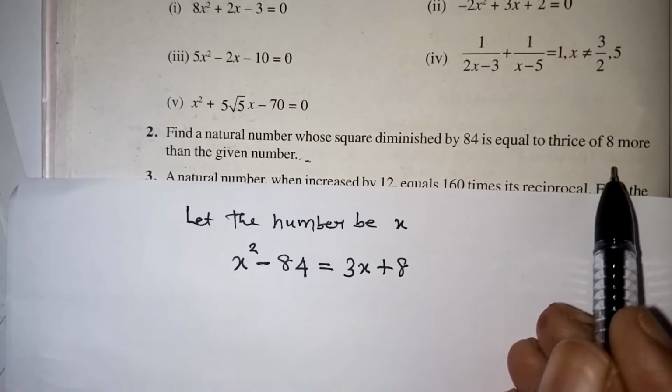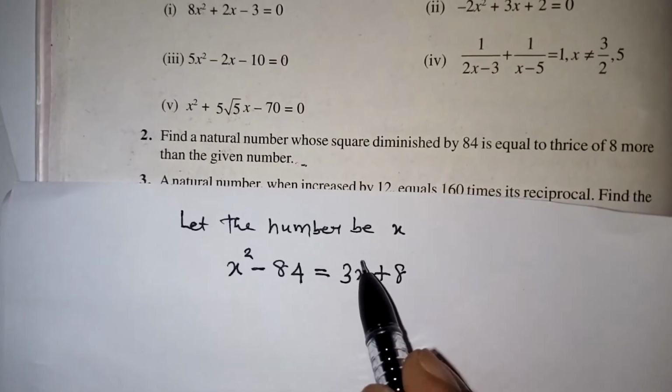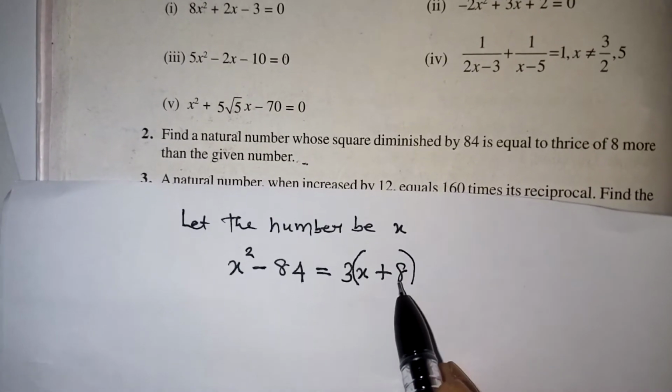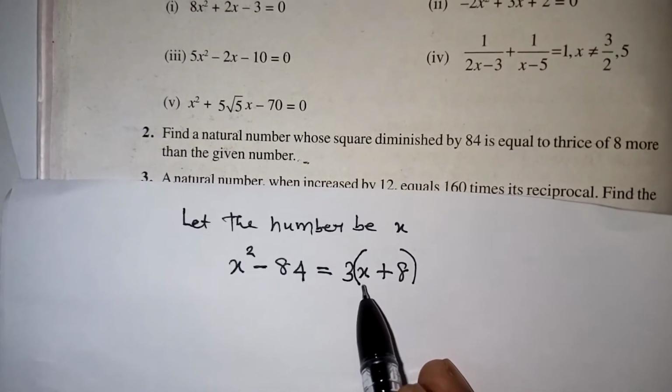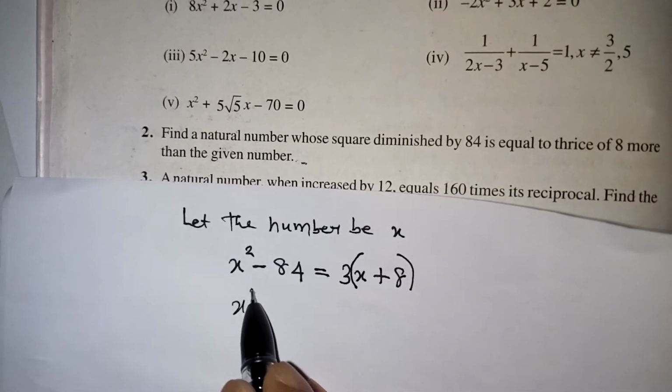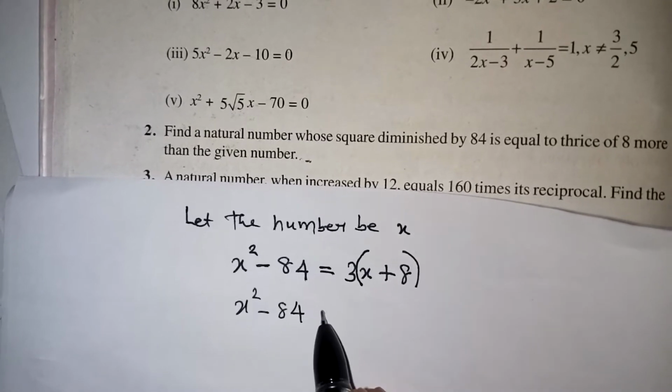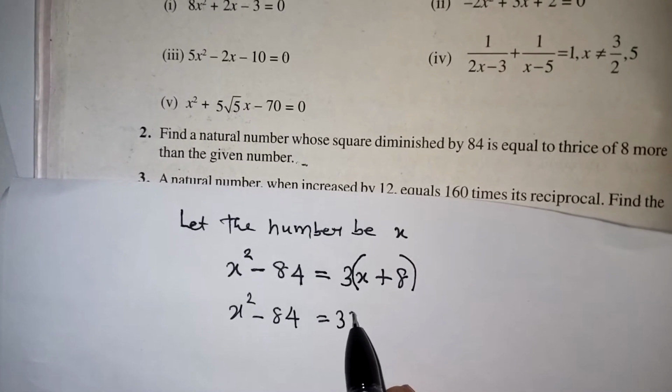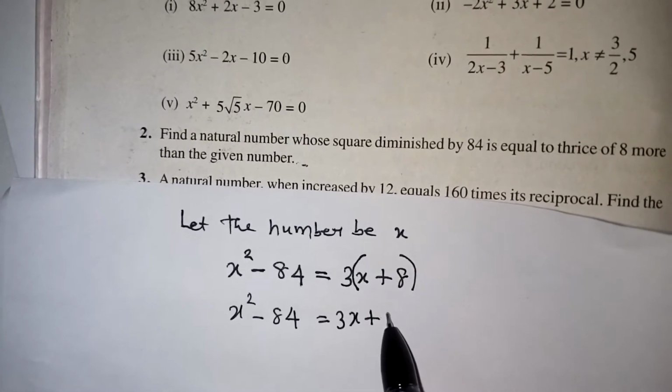So thrice of 8 more than the given number. So 3 times of 8 more than the given number, that is 3 times of x plus 8. You should put the bracket. Then we need to solve this. x squared minus 84. The 3 we have to take it inside. 3 into x, 3x. 3 8s are 24.